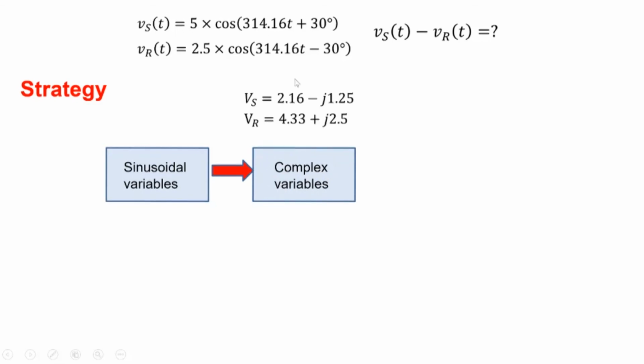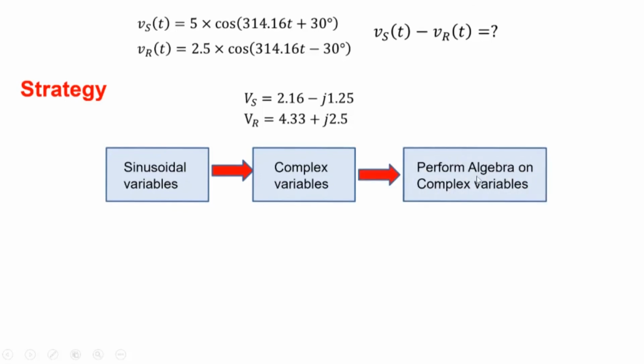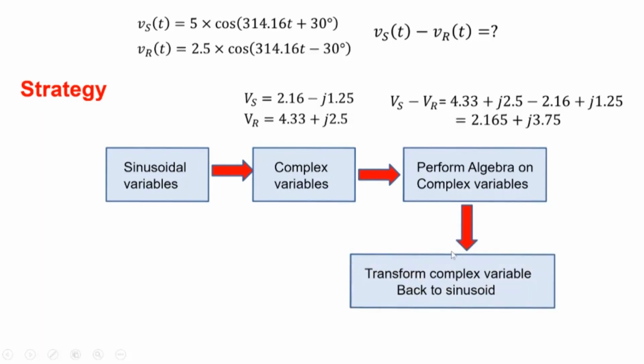Vs is 5 e to the power j30, which, if you expand it out, is 2.16 minus j125. Vr is going to be 2.5 e to the power minus j30. Well, if you expand it out, it's this here. So you transform these variables into complex variables. Perform algebra in complex variables. You want to subtract these two quantities, Vs minus Vr. So do that with the complex variables you get here. After you perform the algebra in complex variables, transform the complex variable back to a sinusoid.